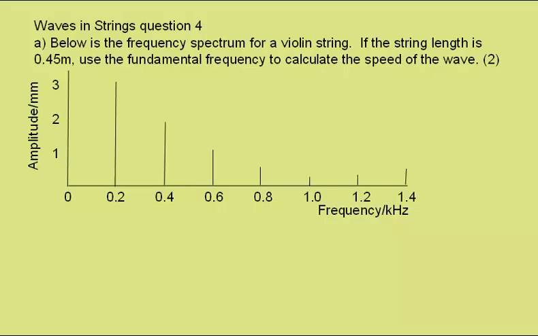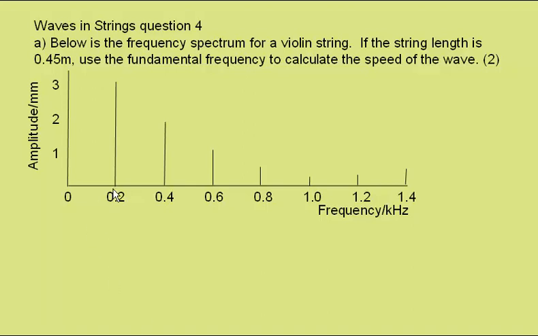Waves in strings, question 4, part A. Below is the frequency spectrum for a violin string. If the string length is 0.45 meters, use the fundamental frequency to calculate the speed of the wave.